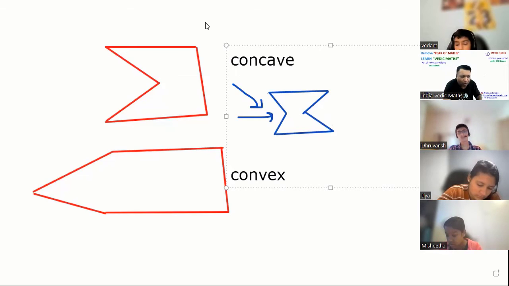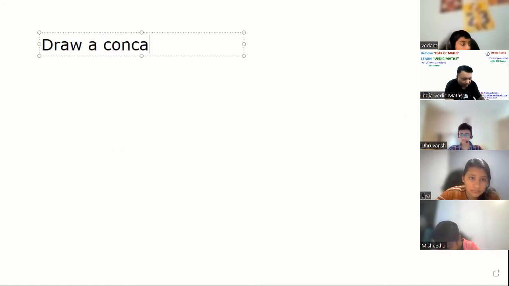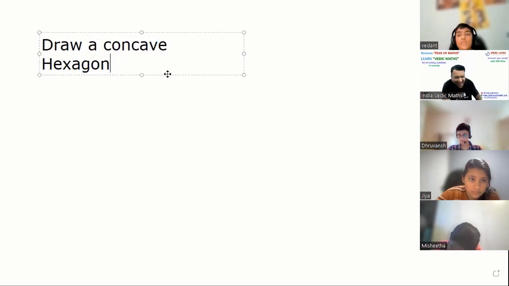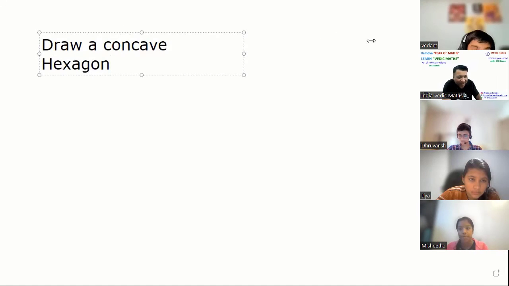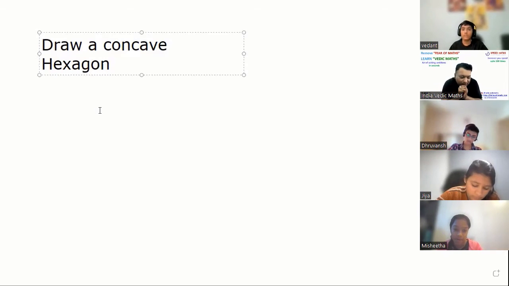So what I want all of you to do is draw a concave hexagon. I want to see how many of you can do it and show me quickly. Okay, you have only 30 seconds. So, where do we draw it? In your notebook and show me on the screen like this. Huh, Mishita?